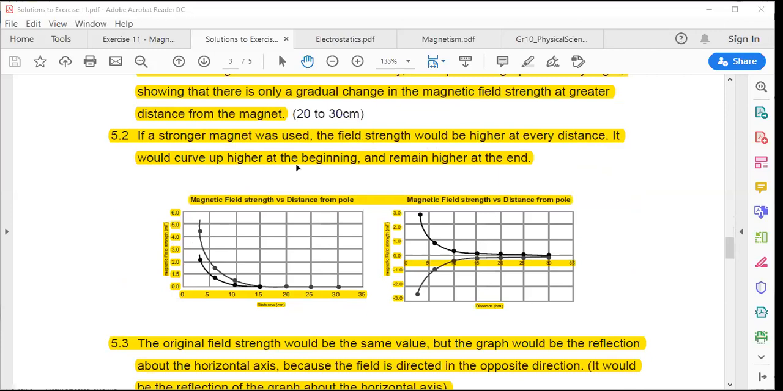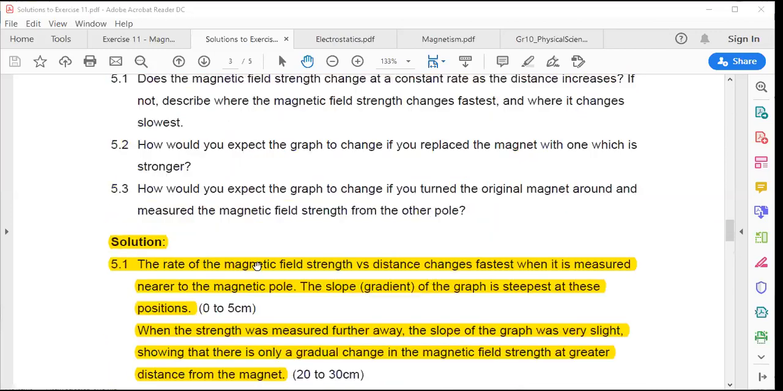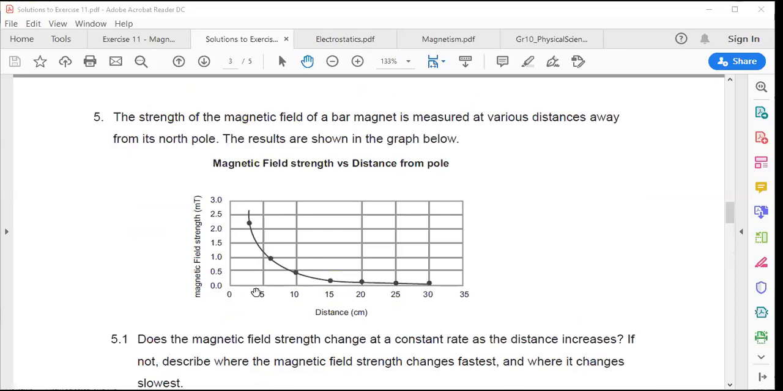It would curve up higher at the beginning and remain higher at the end. So your graph is supposed to be higher. It's supposed to be higher here. So if you go to the original graph, how do you see? Let's say at 5. If I'm going to use 5 as my example, all right?